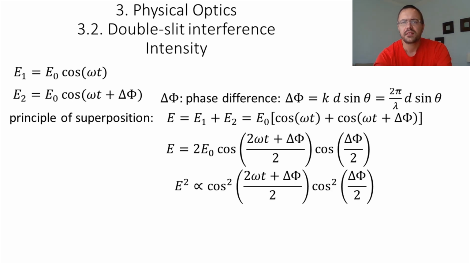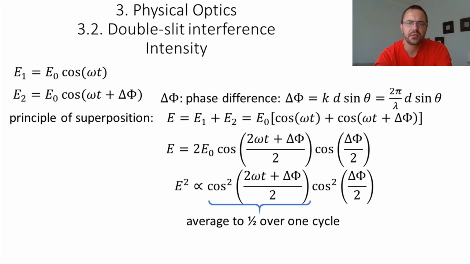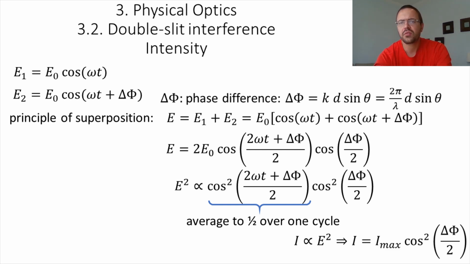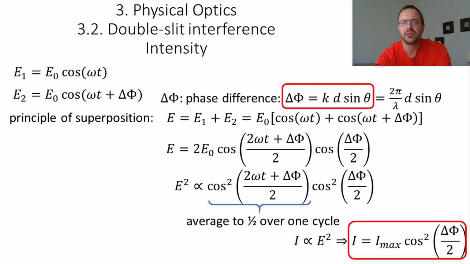So the square of the electric field will be proportional to the square of the two cosines. And the first one will oscillate between 0 and 1 as a function of time because it contains omega t. Right? So the average over a full cycle will give you a constant. And since the intensity is proportional to the square of the electric field, then the intensity will be equal to I max times cosine square of delta phi over 2. And this gives you the intensity for any angle theta with delta phi equal k d sine theta.